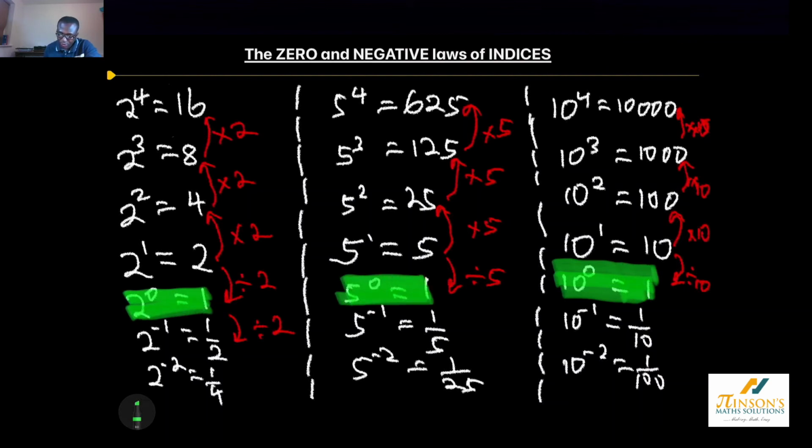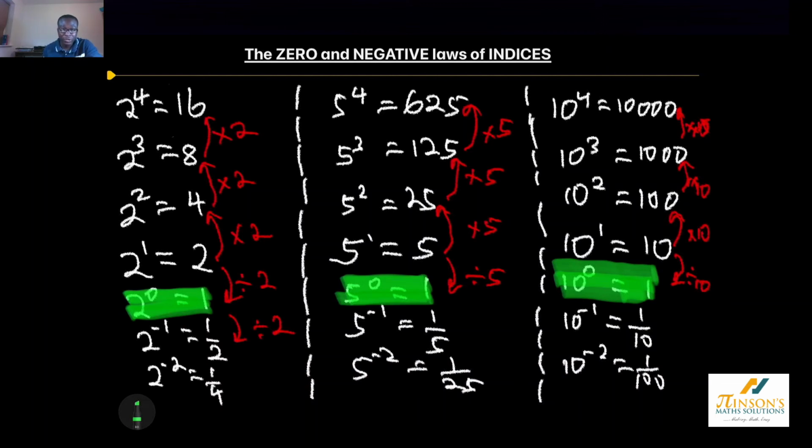So the zero law says any non-zero term to the power of 0 is always 1. You can think of any number apart from 0, and there's a reason why, which we can look at later. So 1 to the power 0 is 1, 7 to the power 0 is 1, 10 to the power 0 is 1, 5 to the power 0 is 1, because we notice here it is the same as the number dividing itself.